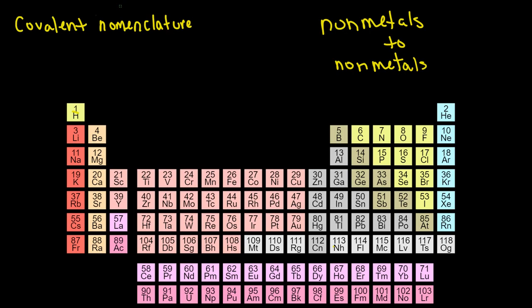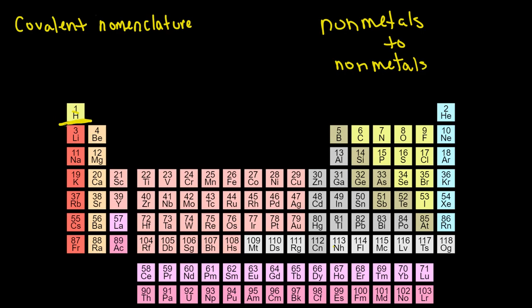Hello students, this will be covalent nomenclature. Sometimes it's called molecular nomenclature. This is the naming of chemical compounds, particularly nonmetals to nonmetals. So if you're not sure if an element is a nonmetal or a metal, just use your periodic table. On your periodic table, your metals and your nonmetals are in their own location.